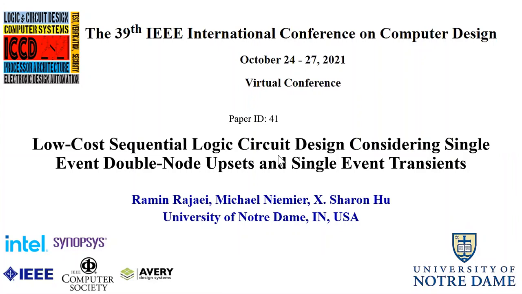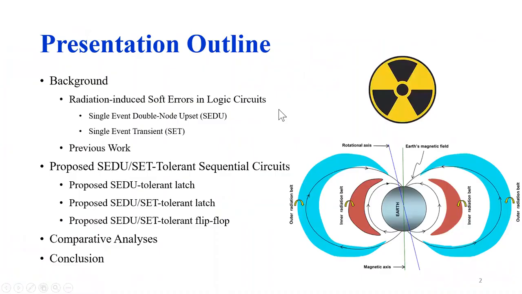The paper title is Low-Cost Sequential Logic Circuit Design Considering Single Event Double Node Offsets and Single Event Transients. In this paper, I'm going to present a background on radiation-induced soft errors in logic circuits, and then I will be presenting the proposed sequential logic circuits in this paper. And finally, I want to present the simulation results, the comparative analysis, and then conclude the paper.